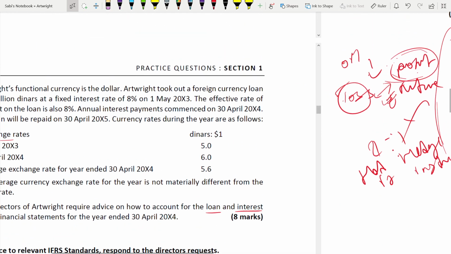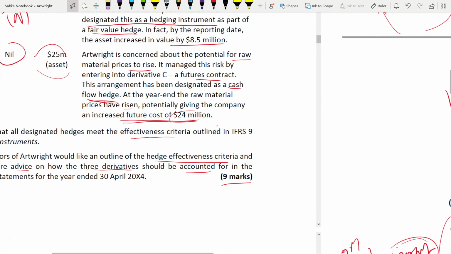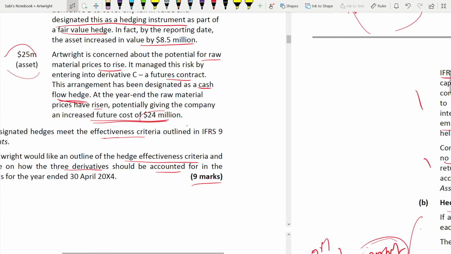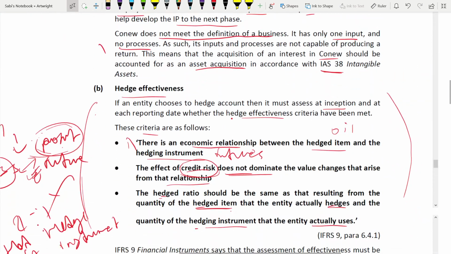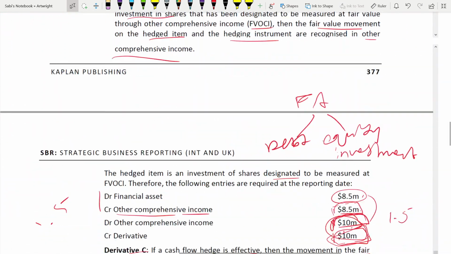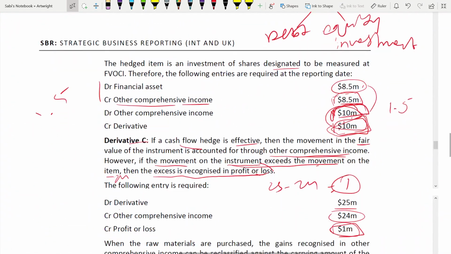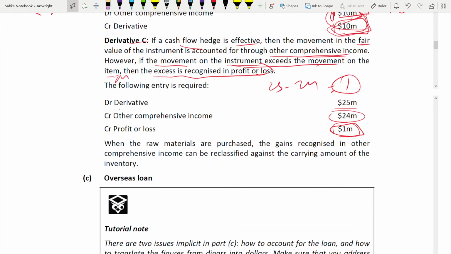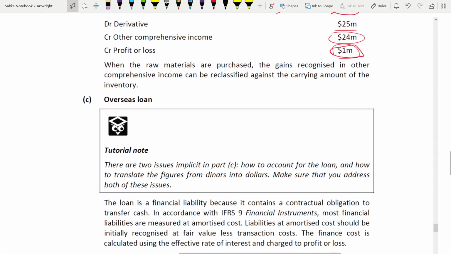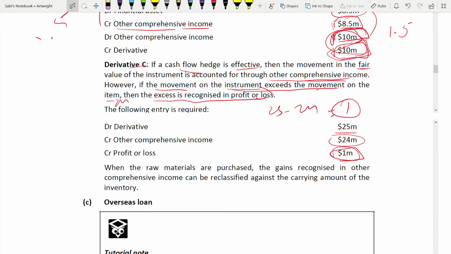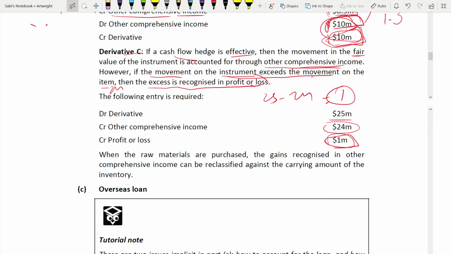Just let's check again. Increase the future cost of 24 million. So don't look at the words increase future cost or something. We have to check in the fair value. Fair value increase means future cost also will increase, but we have to check in the fair value. So because of that, debit derivative, credit OCI and credit P&L.